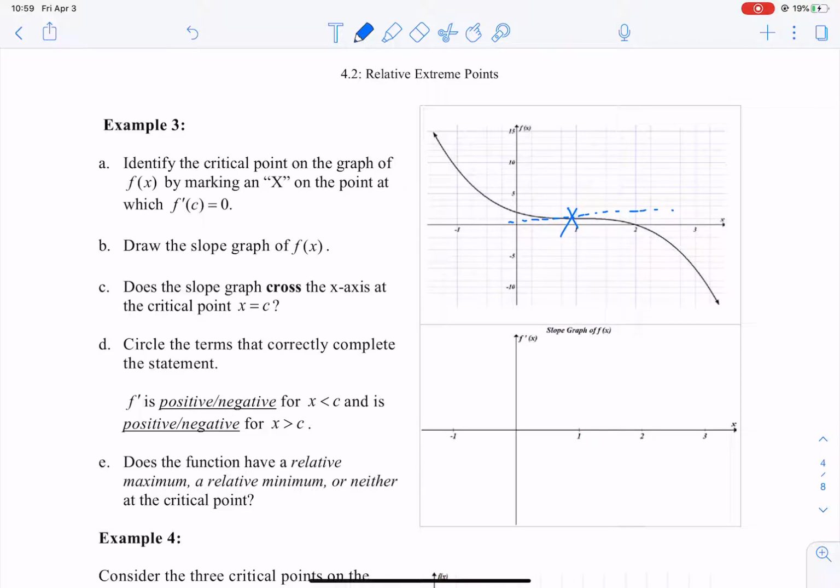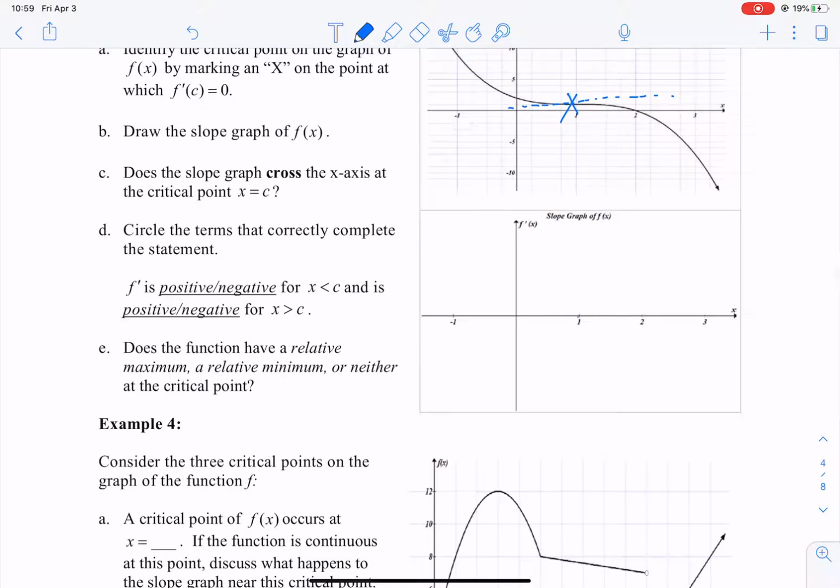And question B, draw the slope graph. For the slope graph, pay attention, the function is decreasing all the time. So that means the derivative must be negative all the time. And at the critical point, the derivative is 0. So the slope graph will be like this one.